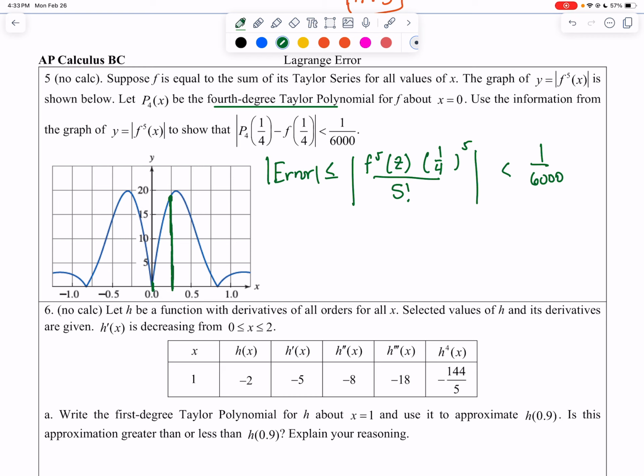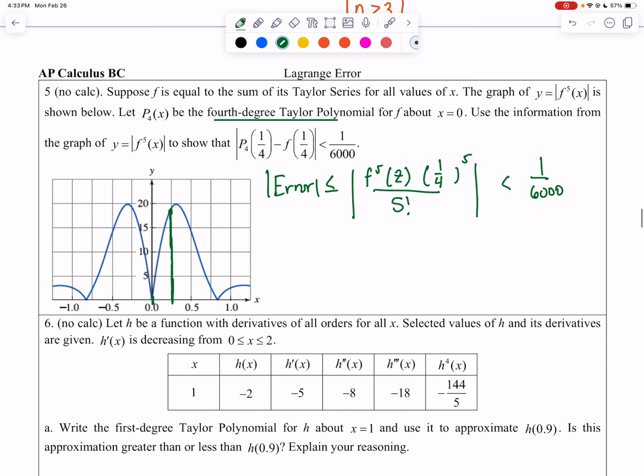Now, we're not going to be using 18-ish just because that's going to be a nasty number, but we do know that 18 is less than 20, so I'm going to use 20, because that's going to make my life a little bit easier. We know that that's going to be 20. We have 5 factorial. Remember that 5 factorial is 120. And then we have 1 over 4 to the 5th.